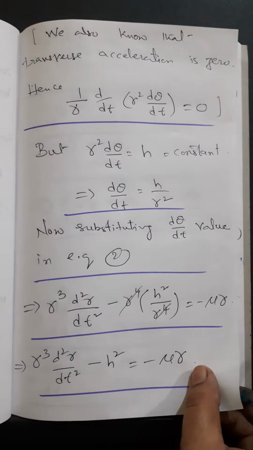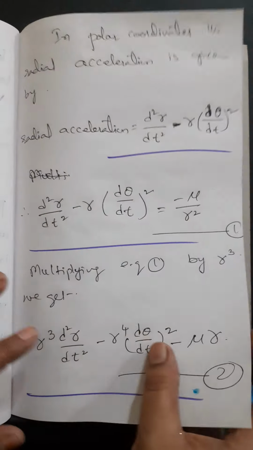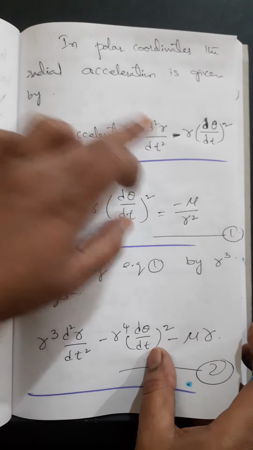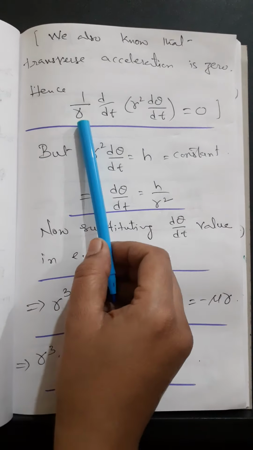Now we also know that the transverse acceleration is 0. So the radial acceleration we got is this much, and we have to remember this. The transverse acceleration is always 0, so that's why 1 by r is equal to u.